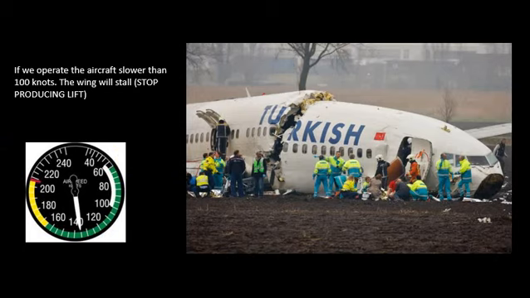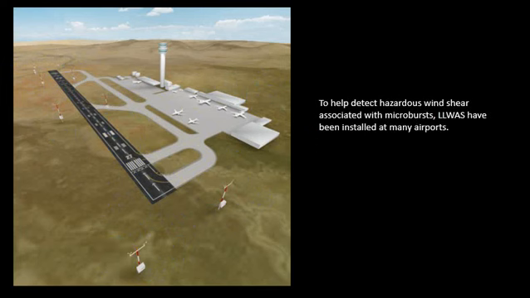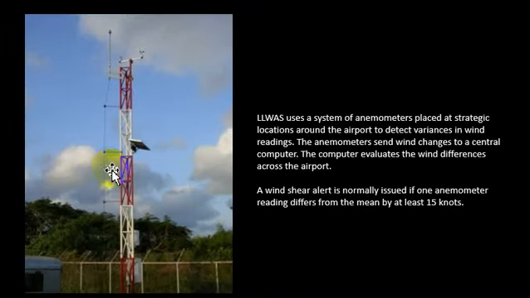But have no fear, the low-level windshear alert system is here. Bang! Welcome to the low-level windshear alert system. What this system basically does is it puts sensors all around the runway, or the airport, right? And these sensors all feed into a central computer, and I'm jumping ahead of myself, because you can read about this stuff on your own, but these sensors help detect hazardous wind shear. Here's an example. It uses, that's this tower thing, a system that you see called an anemometer.